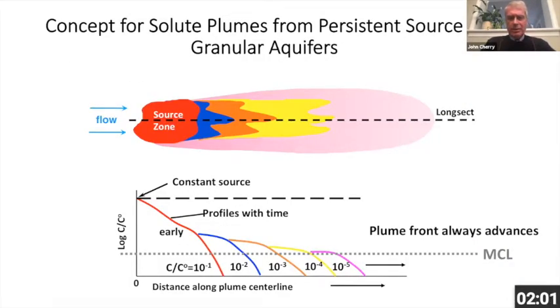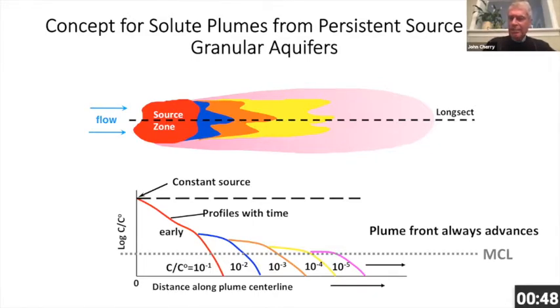This slide is constituted in more of a porous media context. Through the center of this schematic plume, we have a longitudinal cross section. And the lower slide then shows a plot of CRPC zero. But anyway, I can continue.